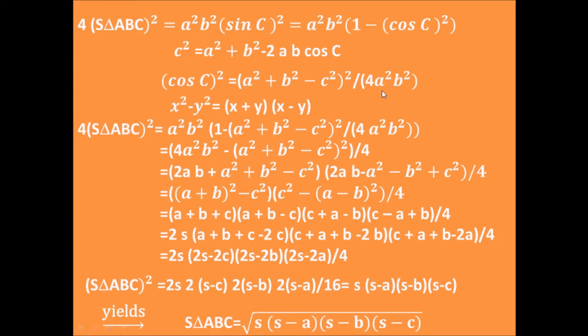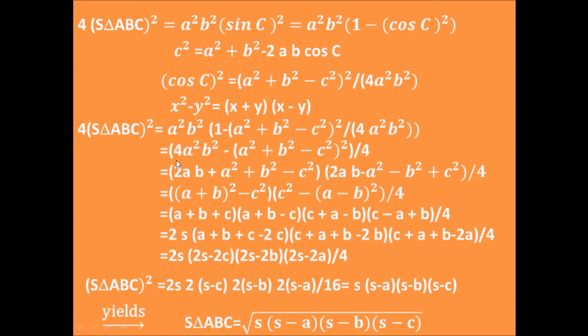Then we plug this into the equation to get 4 times the triangle area squared equals a squared times b squared times (1 minus (a squared plus b squared minus c squared) squared divided by 4a squared b squared). After simplifying, we get this expression equals (4a squared b squared minus (a squared plus b squared minus c squared) squared) divided by 4.